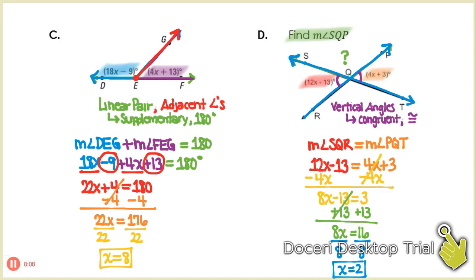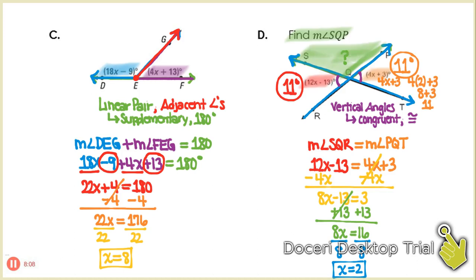So I now know that x is 2. That means I can substitute 2 in for x. So instead of that saying 4x plus 3, I can now take 4 times 2 plus 3. 8 plus 3 will give me 11. That means that this angle is 11 degrees. Since my vertical angles are congruent, I also know that this angle over here is 11 degrees. However, that's not the angle that I was asked to find. I was asked to find the measure of angle SQP, this one up here.